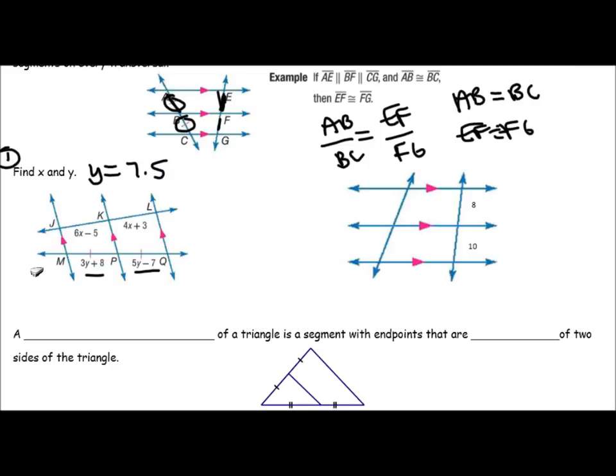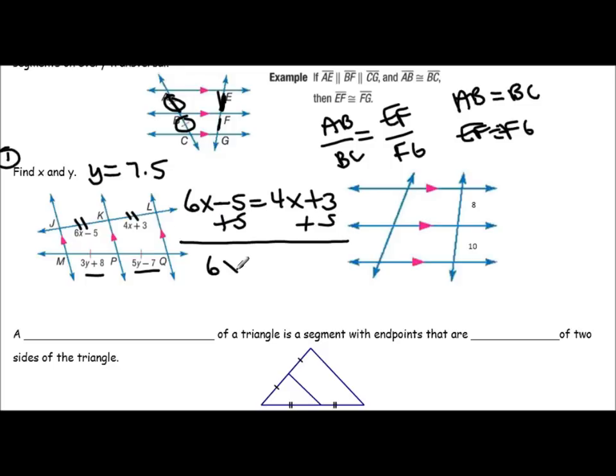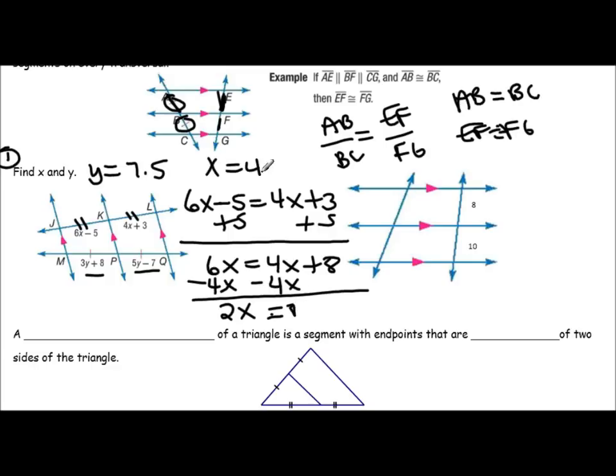Now, because JM is parallel to KP is parallel to LQ, and these 2 are congruent, we can automatically mark these 2 congruent. And so we can set up our second equation by saying 6x minus 5 equals 4x plus 3. I would add 5 to both sides of my equation. I would get 6x equals 4x plus 8. Subtract 4x from both sides of my equation. I would get 2x equals 8. So x equals 4.